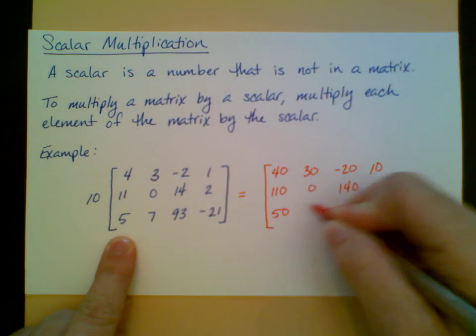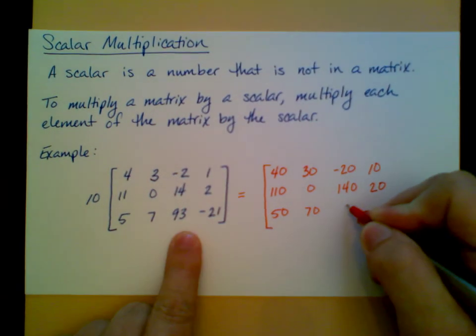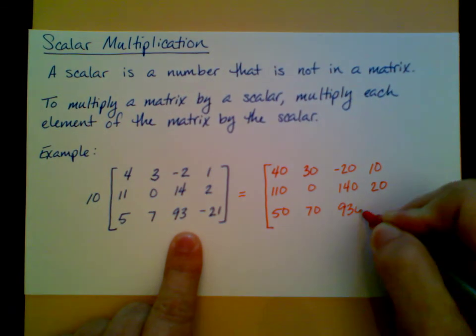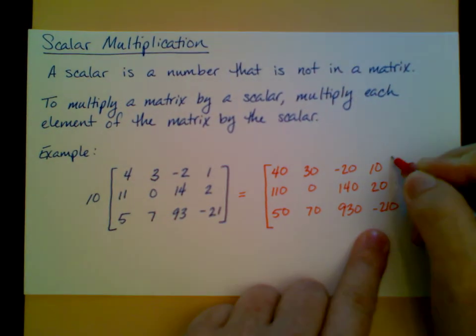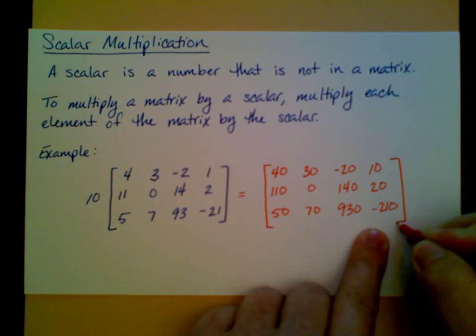And that's 50, 70, 930, and negative 210. And that is all there is to scalar multiplication.